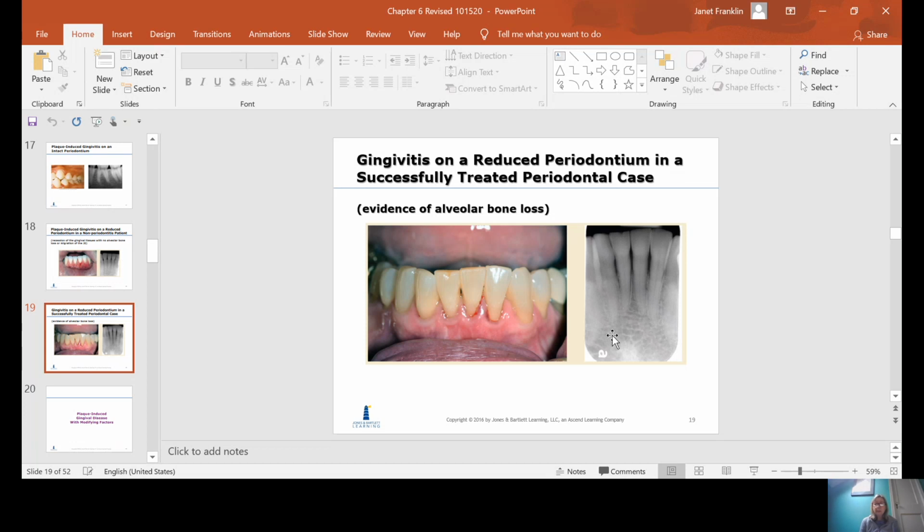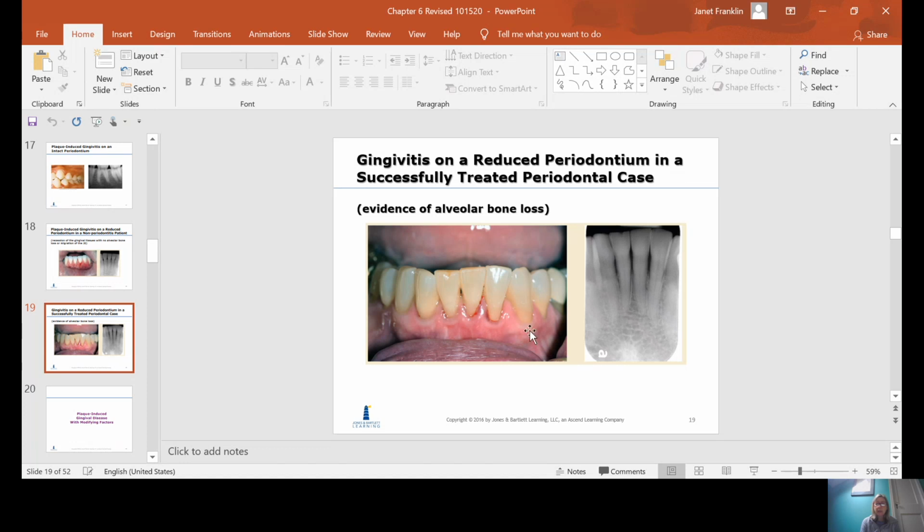So successfully treated, they had to have had periodontal treatment and they had to have at some point become stable, or stopped or completely arrested the disease for a period of time before they're considered a reduced periodontium. If you look at this patient right here, this patient had periodontitis in the past, and now they've got some gingivitis. You can see the marginal redness and the inflammation.